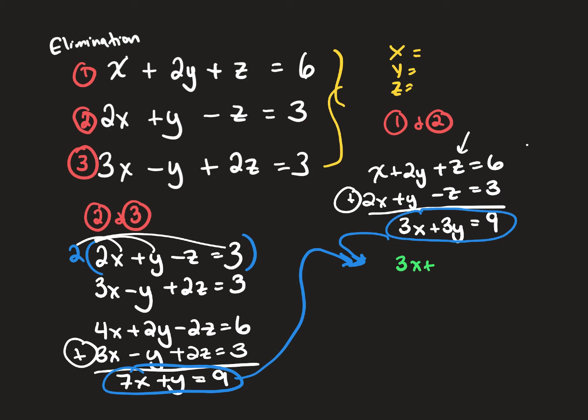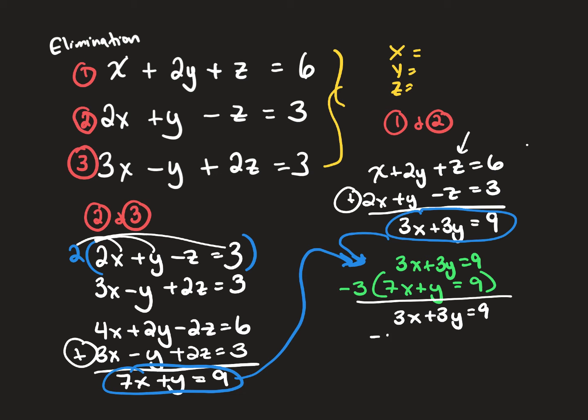So I have 3x plus 3y equals 9. And then I have 7x plus 1y equals 9. So I'm going to multiply this bottom one by negative 3 because I'm just going to eliminate the y. Once I've eliminated one of the variables twice, I should get a two-variable equation where I can just eliminate x or y or whatever the variable is. So this one will stay 3x plus 3y equals 9. This will become negative 21x minus 3y equals negative 27.